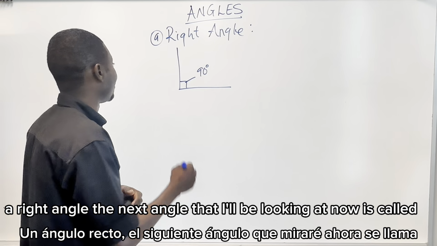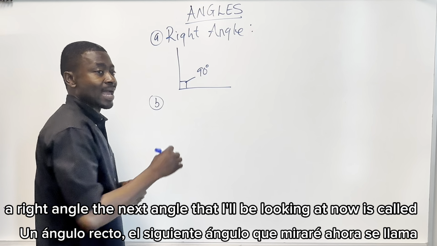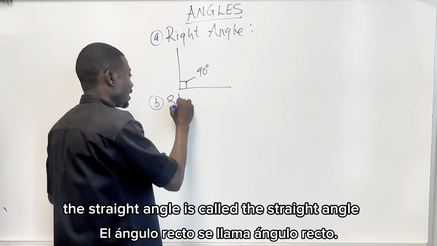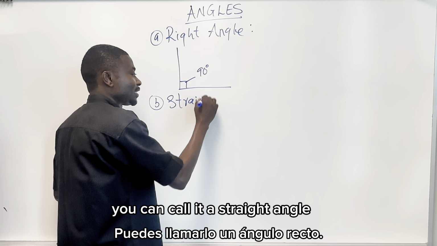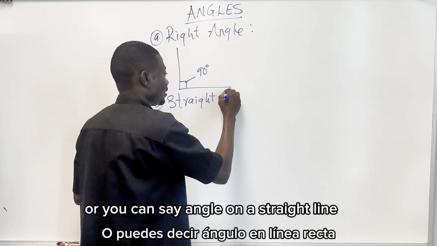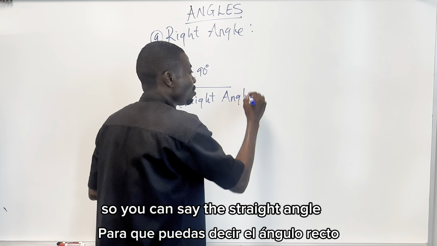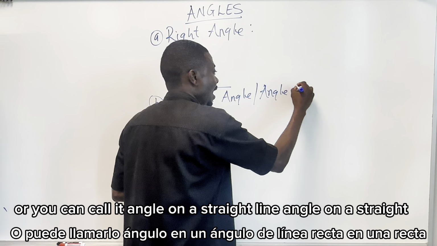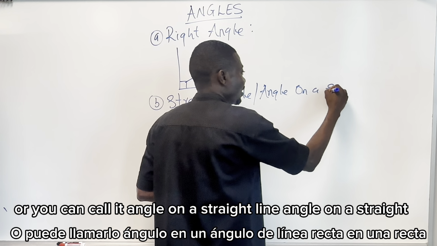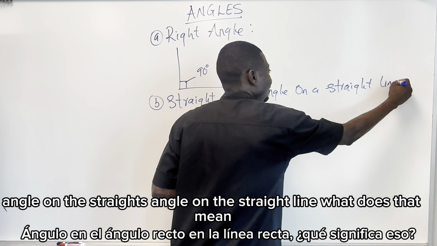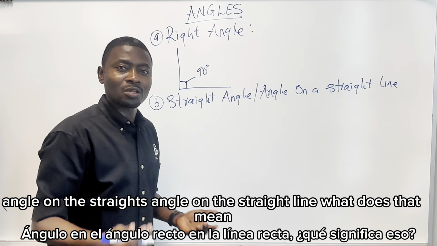A right angle. The next angle that I'll be looking at now is called the straight angle. You can call it a straight angle, or you can call it angle on a straight line. What does that mean?